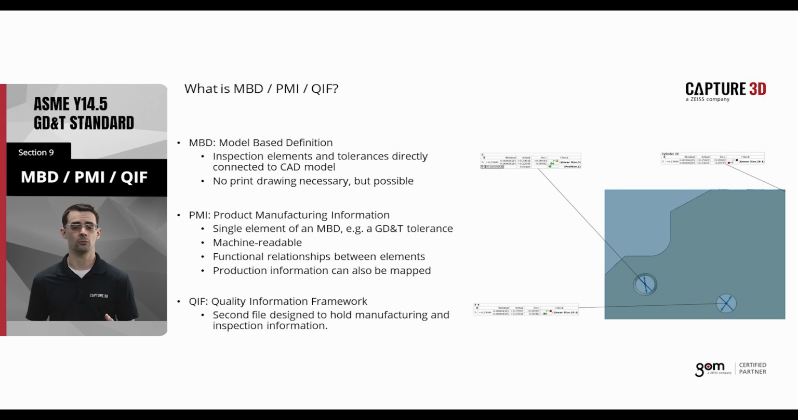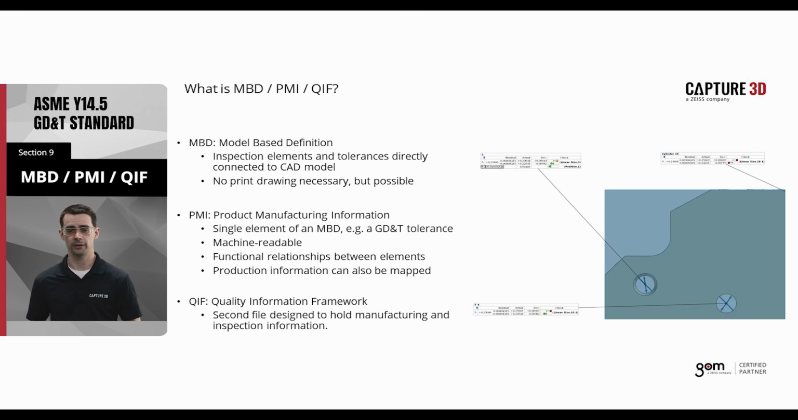You'll sometimes hear one of three terms used to describe this. The first is MBD. MBD stands for Model-Based Definition, and again, the idea here is that inspection elements and tolerances are directly connected to the CAD model, and that you do not need a traditional PDF print drawing, but you can still have one if you'd like. PMI stands for Product Manufacturing Information. This is technically part of MBD. However, sometimes you'll hear this term used with MBD interchangeably.